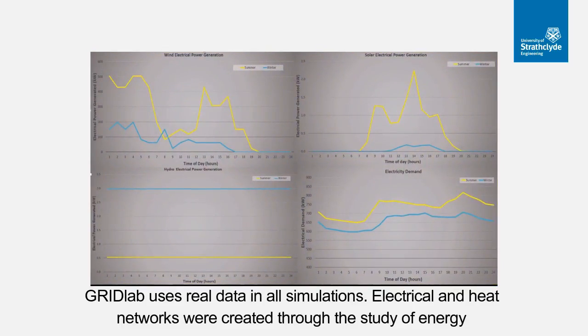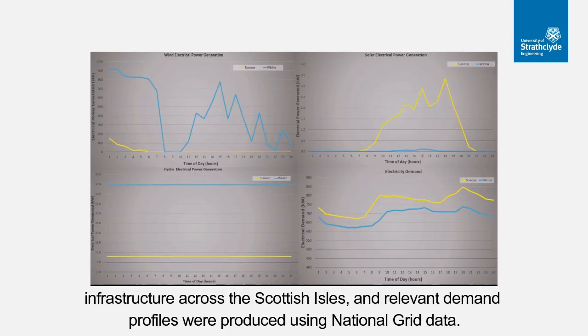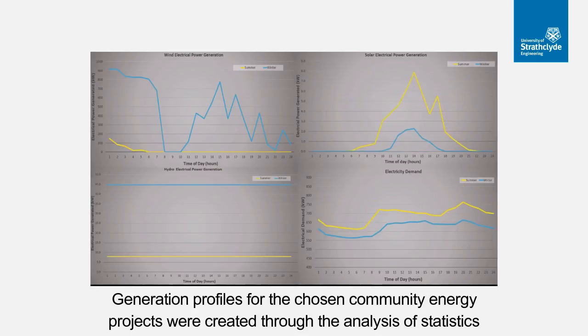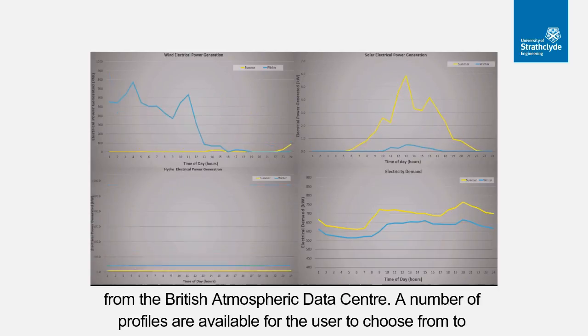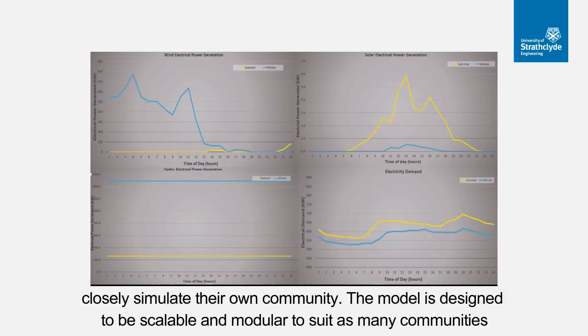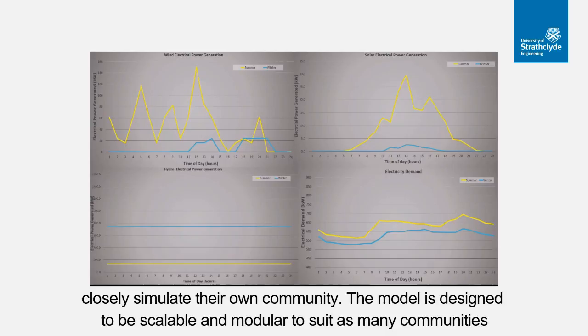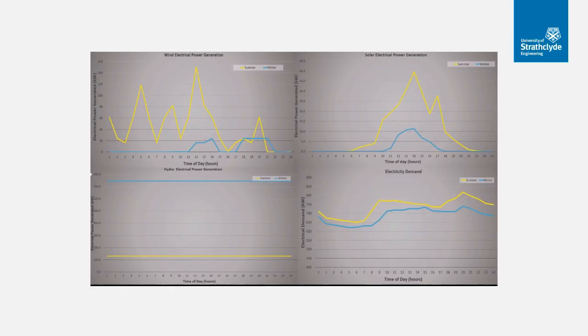GridLab uses real data in all simulations. Electrical and heat networks were created through the study of energy infrastructure across the Scottish Isles, and relevant demand profiles were produced using national grid data. Generation profiles for the chosen community energy projects were created through the analysis of statistics from the British Atmospheric Data Centre. A number of profiles are available for the user to choose from to closely simulate their own community. The model is designed to be scalable and modular to suit as many communities as possible.